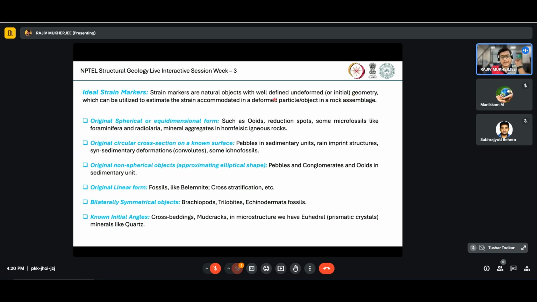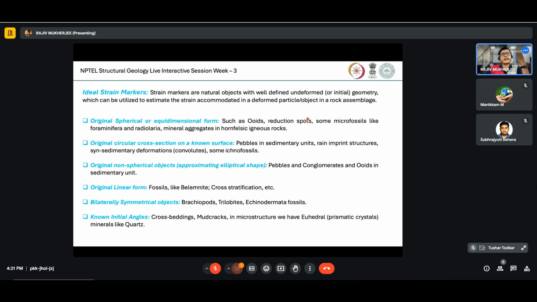So this is the very much important part. To be a strain marker, we need to know the natural shape of the object, the natural undeformed shape of the object. And not only that, that particular object, whether it be a fossil, whether it be some kind of mineral aggregate, or any kind of rock lineation, whatever it may be, that particular thing has to occur in abundance within the rock mass we are trying to deal with, right?